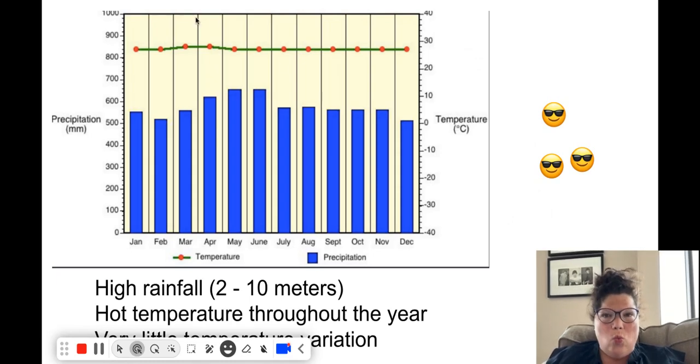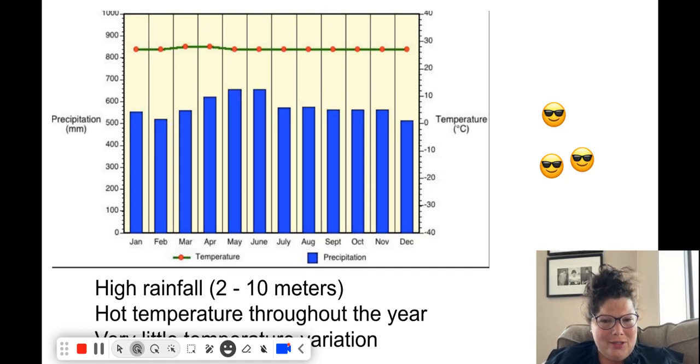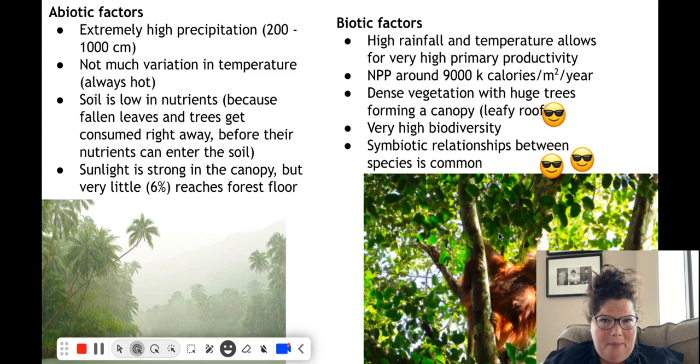You can see this. Wow, temperature does not change throughout the year, and the rainfall is almost also constant throughout the year. We're talking 2 to 10 meters, so much rain throughout the year. And those hot temperatures are able to sustain so much life. All right, abiotic factors: high precipitation, not much variation in temperature.